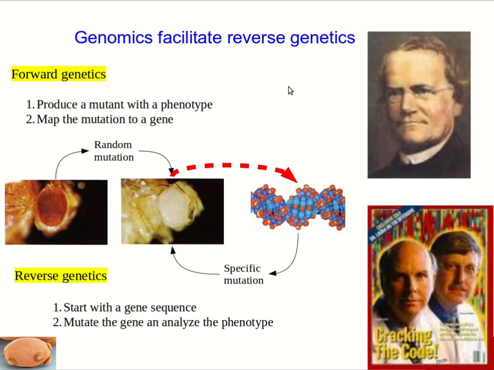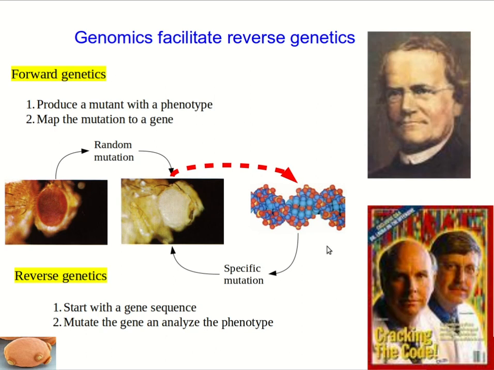Classical genetics, such as the genetics of Mendel here, is really an example of forward genetics. We have an organism of some kind, and we try to isolate mutations, such as this one, and then from the mutation we try to map out which gene is really responsible for this phenotype.